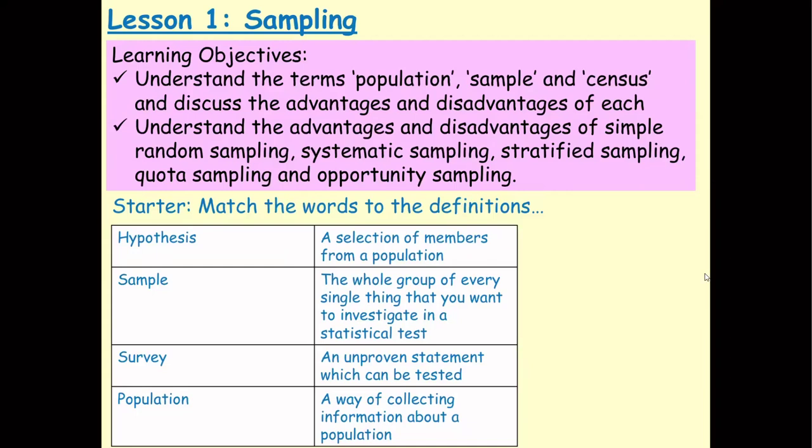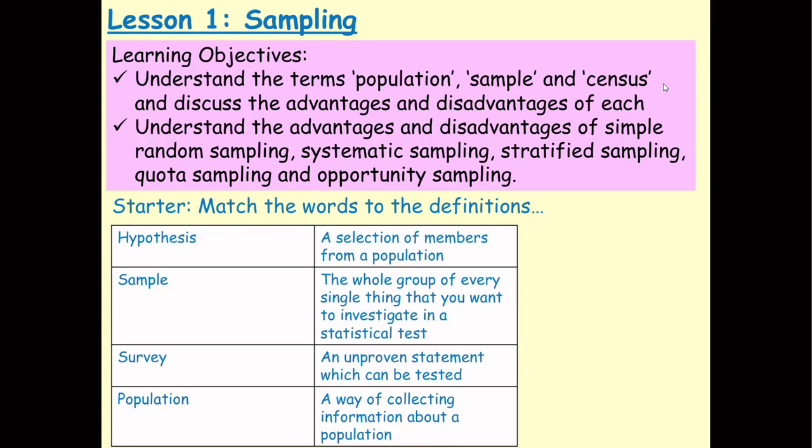Hello there, and welcome to the first of the statistics side of the AS level course. Today, we are going to be looking at sampling. So our objectives for today are to understand what the terms population, sample, and census mean, and to discuss the advantages and disadvantages of each. We're also going to understand the advantages and disadvantages of different sampling methods: simple random sampling, systematic sampling, stratified sampling, quota, and opportunity sampling.